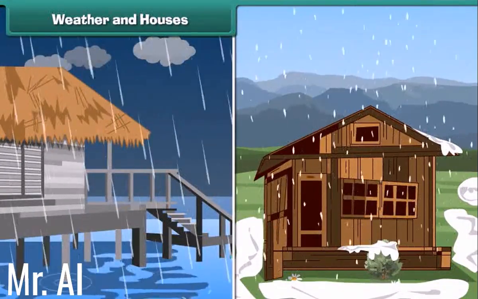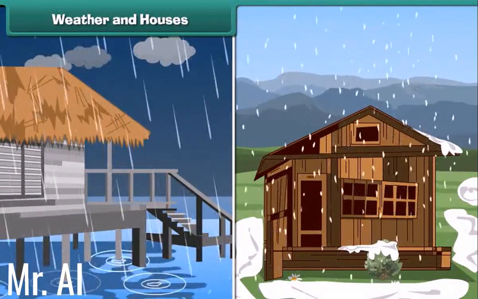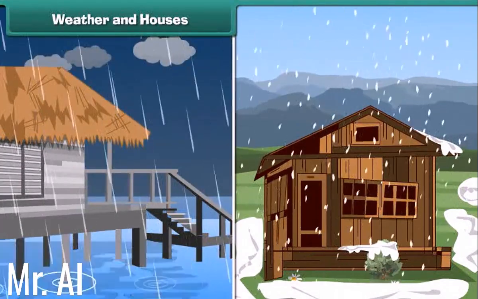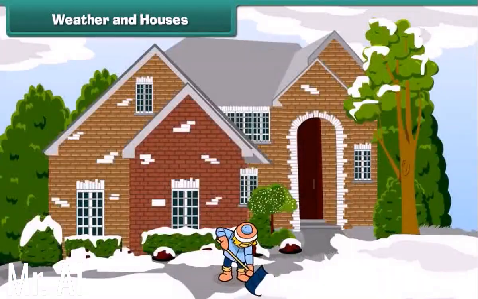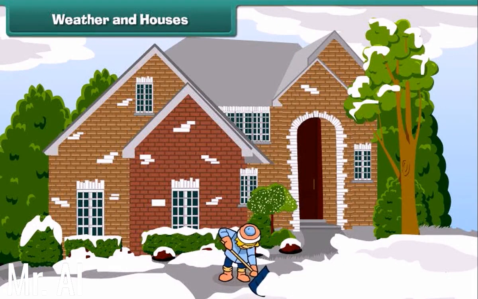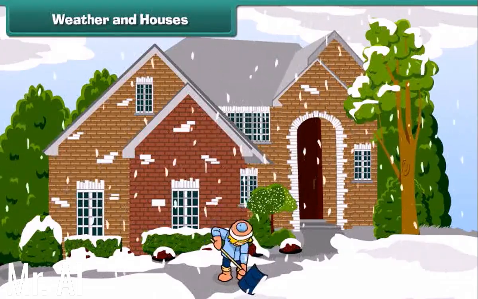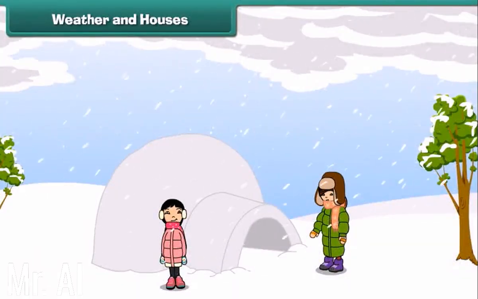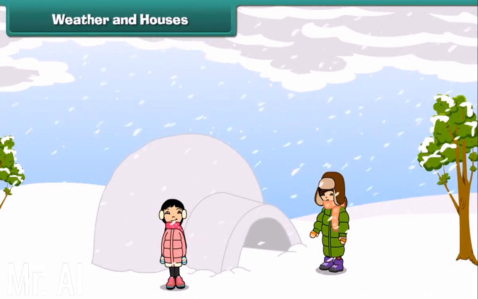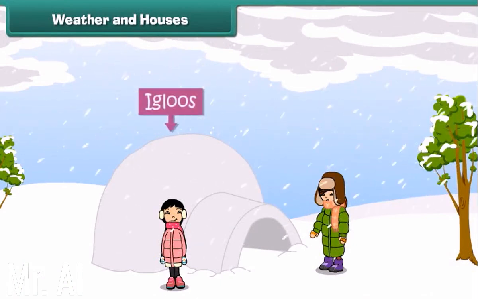Weather and houses. Weather determines the structure of houses in a particular area. Houses with sloping roofs are seen in mountainous regions. Sloping roofs prevent accumulation of snow and water on roofs. In areas that experience heavy snowfall, special types of houses known as igloos are found.